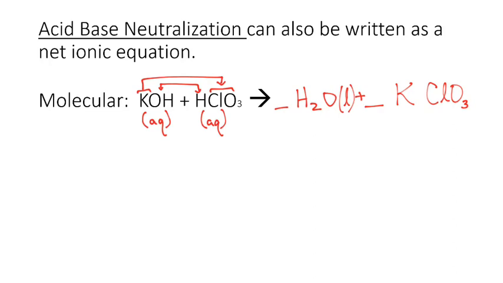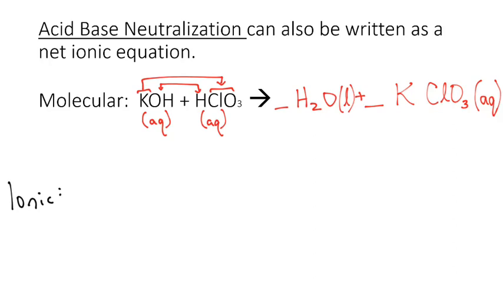That's rule number 1: group 1 metals are going to make things soluble there. All right, so we've got our molecular equation. Then we're going to divide it up into the full ionic equation. So this is what we were doing together on that last one.